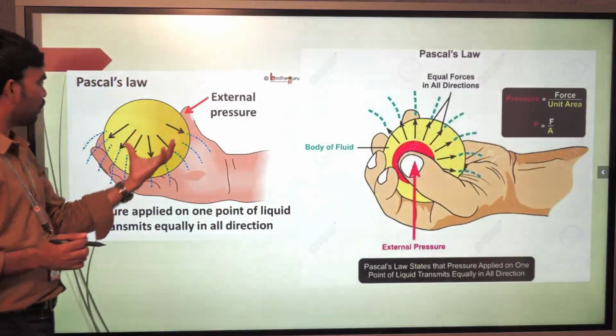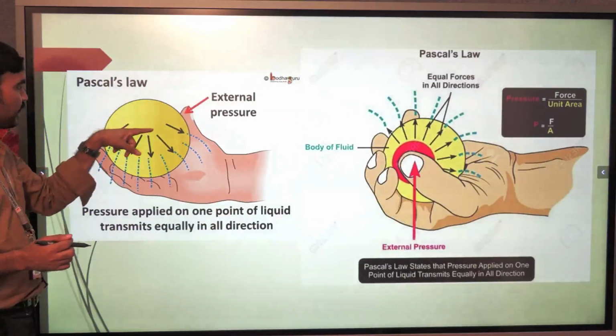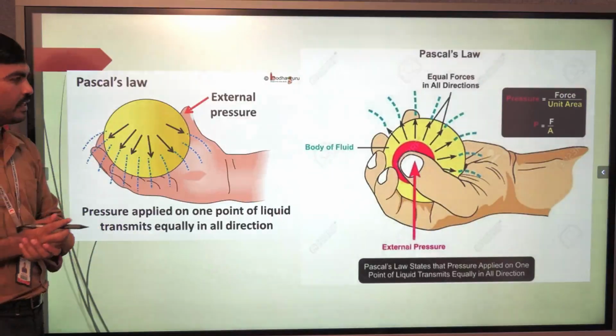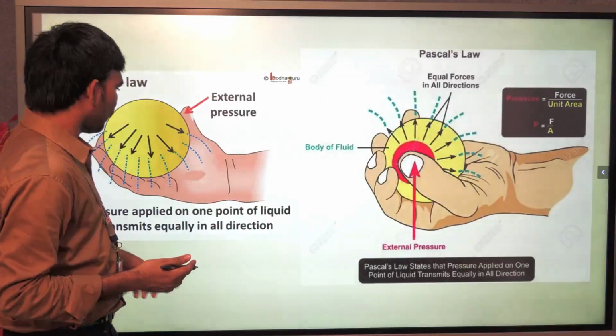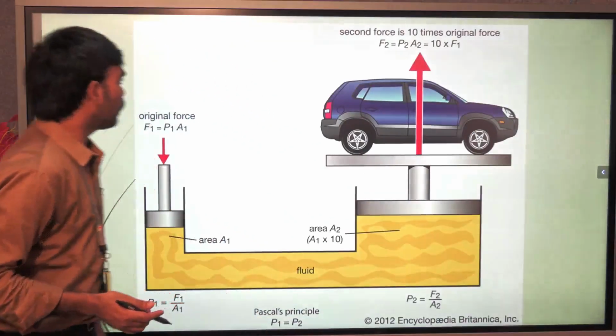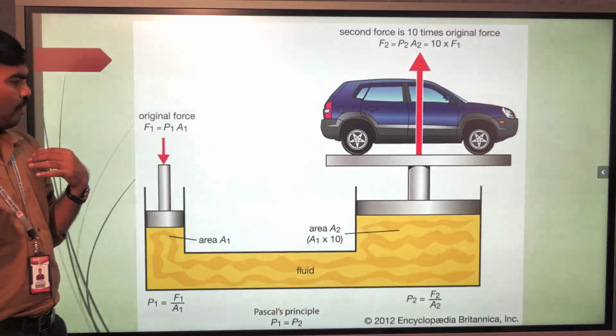So when you take the ball and press at this point, what is the pressure created here? It is equally transmitted in all the directions. We will try to solve some numerical problems, then you will understand in a better way. So this is one of the best examples where we can use Pascal's law.